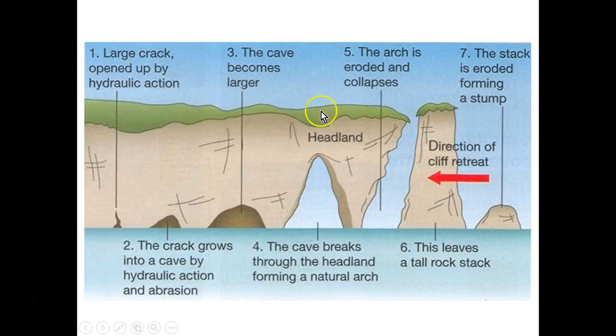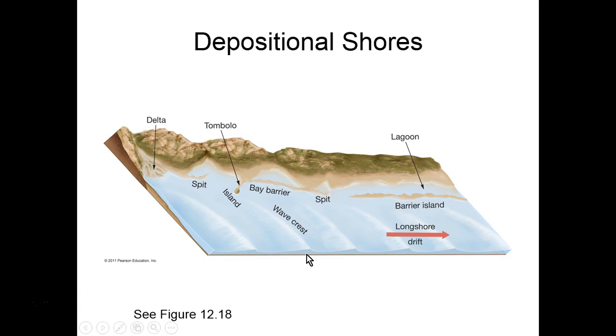Right here is a series of what happens when you have wave activity being directed at the headland. So one large crack opened up by water activity. The crack grows into a cave. The cave becomes larger. Eventually, the cave breaks through the headland, and you have what's called an arch that forms. And then eventually, with increased activity, the land up here collapses down, and so this whole land now is its own little rock, which we call a sea stack, or a rock stack. And then over time, that gets eroded as well until it's smaller rocks. Okay, we see this a lot on our shoreline.